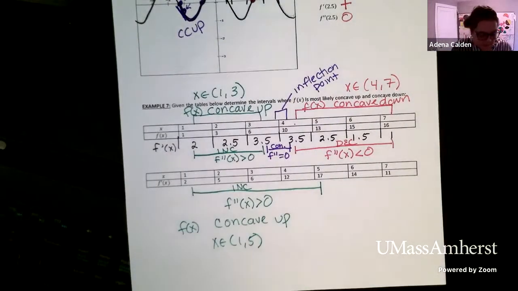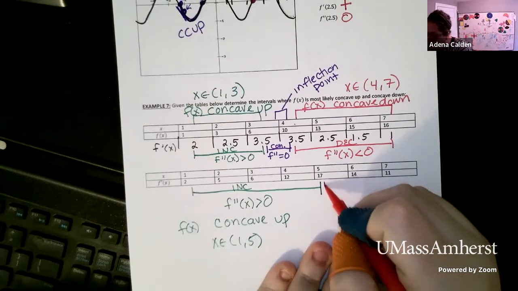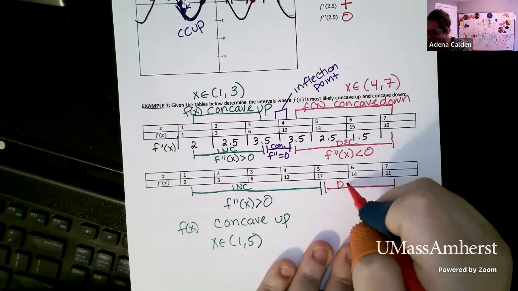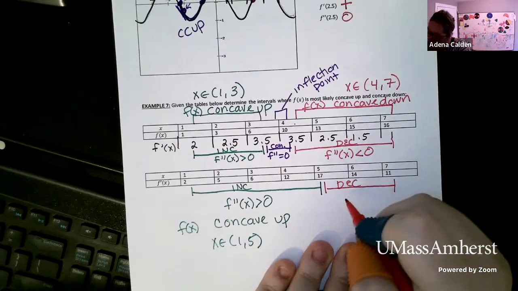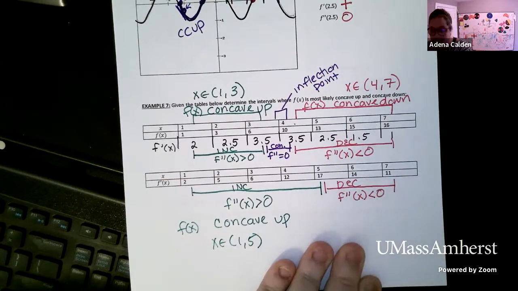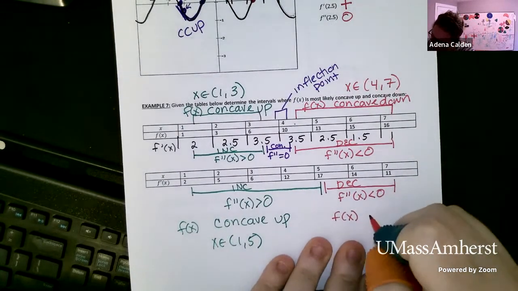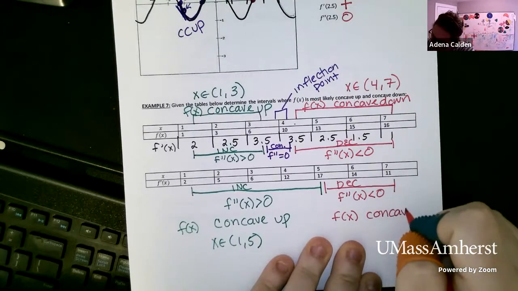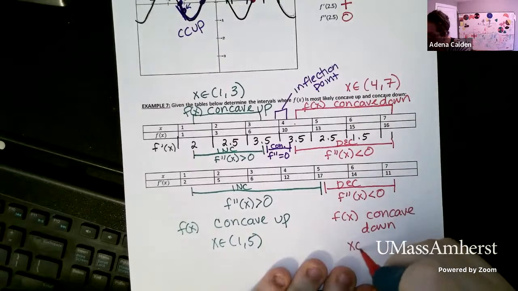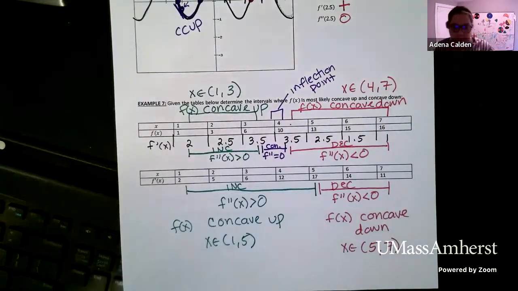Okay. Similarly, I now look at where I'm decreasing. So 17, 14, 11, those values are decreasing. When the first derivative is decreasing, that tells you that the second derivative is negative. If the second derivative is negative, that tells you the original function is concave down. And that's going to happen for x between 5 and 7, that interval.